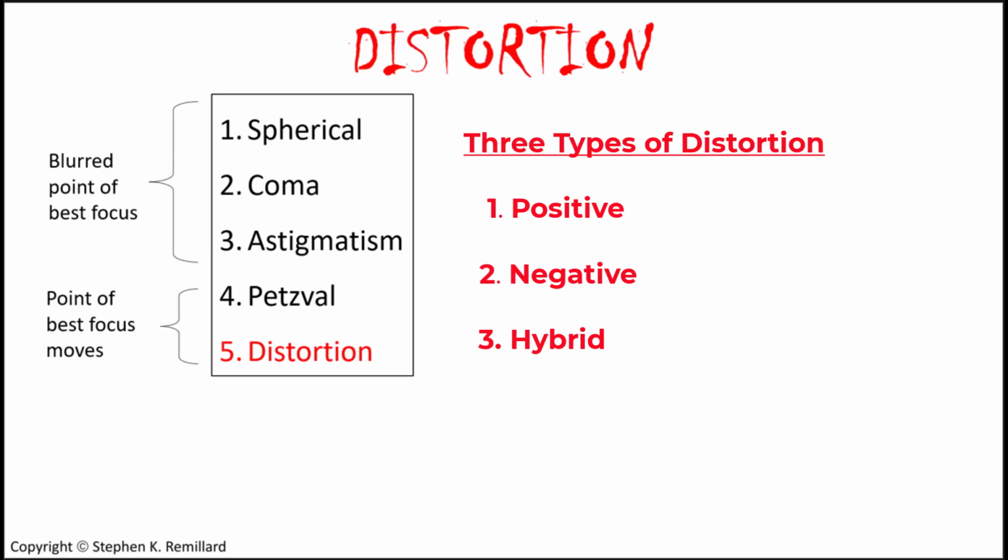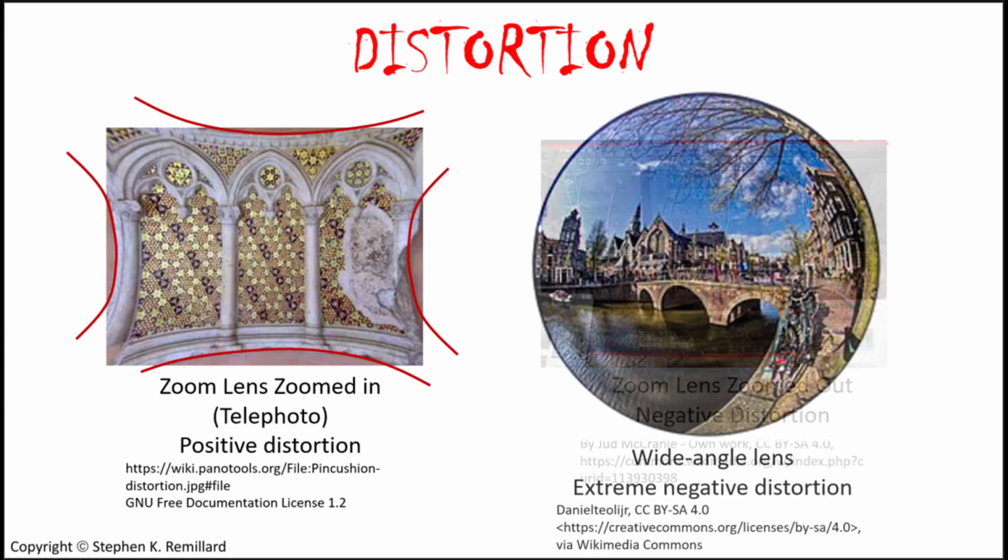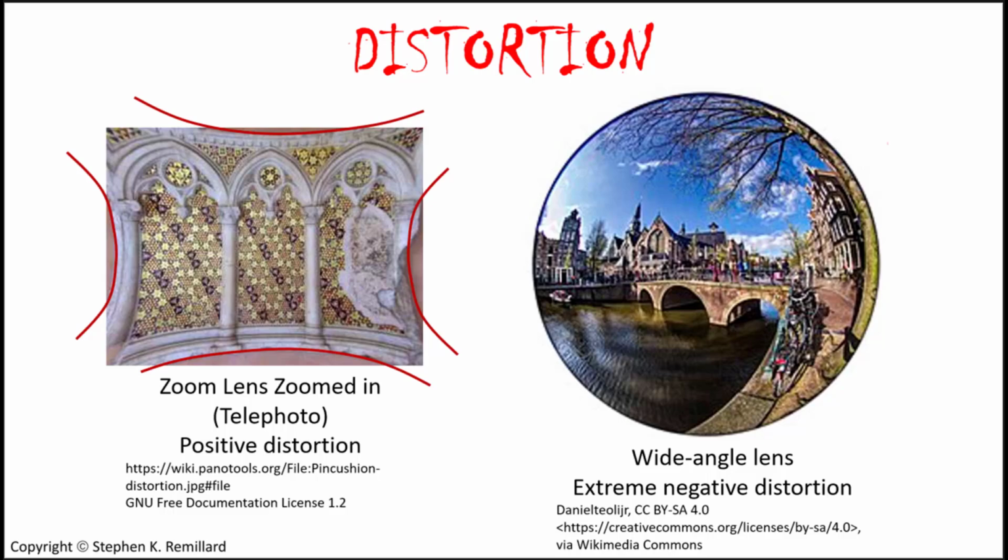As with the other aberrations, distortion comes in a positive and a negative form. Positive or pincushion distortion causes lines that are straight in the object to bend inward in the image while at the same time making the image larger. With negative or barrel distortion, straight lines in the object bulge outward while at the same time making the overall image smaller. Positive distortion occurs in zoomed-in telephoto lenses. Zoomed-out lenses can exhibit negative distortion, with the most extreme case of negative distortion probably being found in wide-angle lenses.